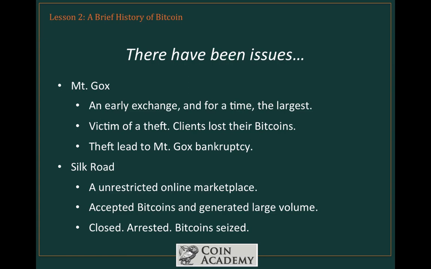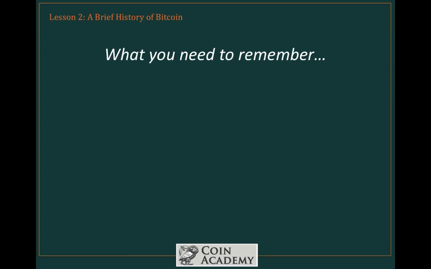Silk Road was eventually closed. A number of the key players were arrested, and the assets were seized, and included in those assets were Bitcoins. In fact, subsequently, the U.S. government, which executed the seizure, sold those Bitcoins at auction, a large number of them being purchased by Elon Musk, in fact. But these two issues, though they garnered tremendous amounts of press, you need to put them into context.